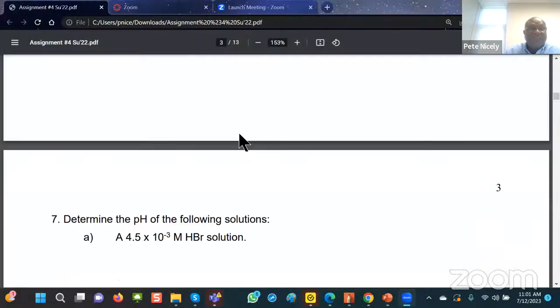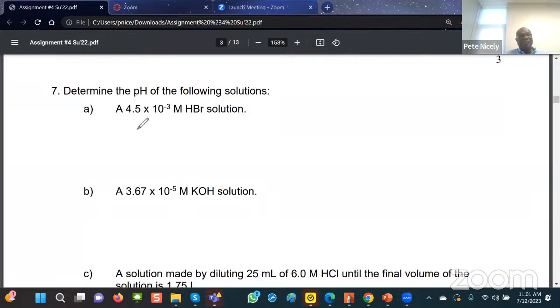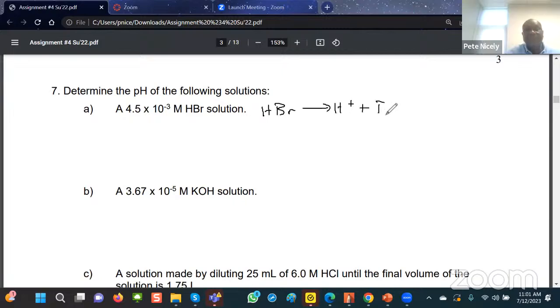Okay, let me share my screen. I keep forgetting. So question number 7, right here. It's asking for you to determine the pH of these solutions. The first of which is a solution that is 4.5 times 10 to the minus 3 molar HBr. Okay, so any ideas how to deal with this one? We would write the equation for HBr dissociation and figure out that the ratio is 1:1, and then plug it into the pH.